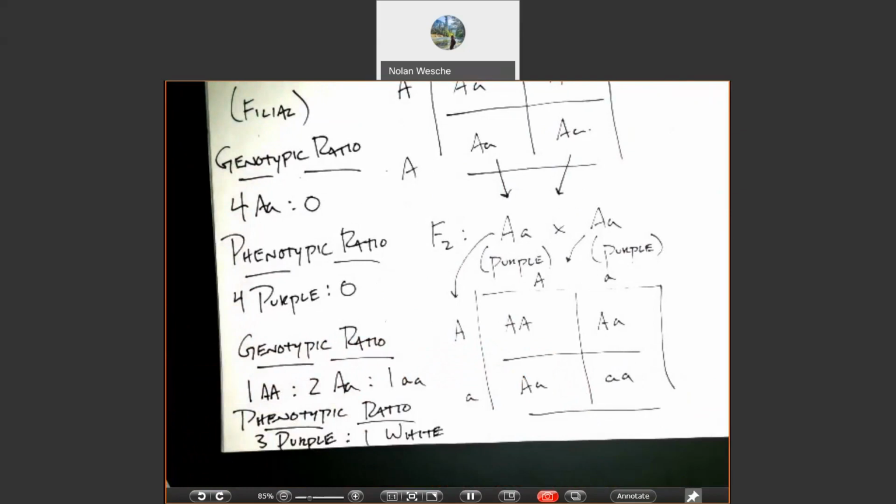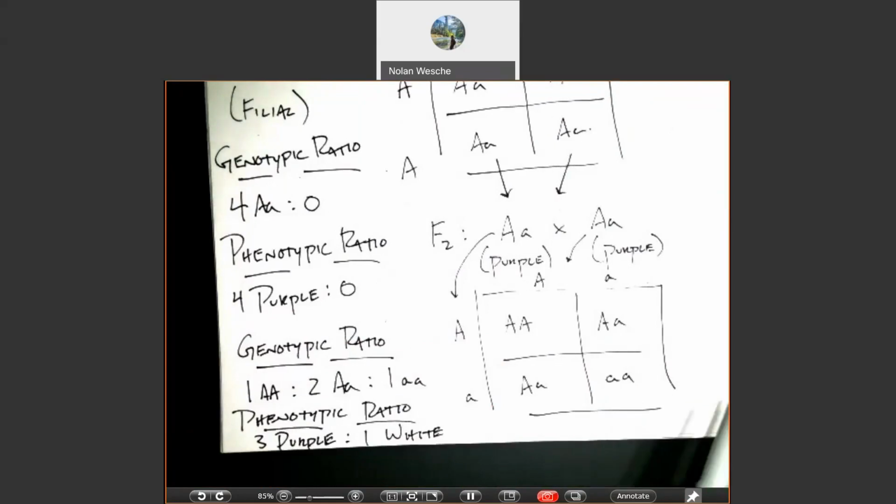Now that doesn't mean that they have 4 offspring. It means that these are the odds of offspring. So there's a 75% chance of getting a purple flower and a 25% chance of getting a white flower. And again, this is the method that you want to use to solve these problems.